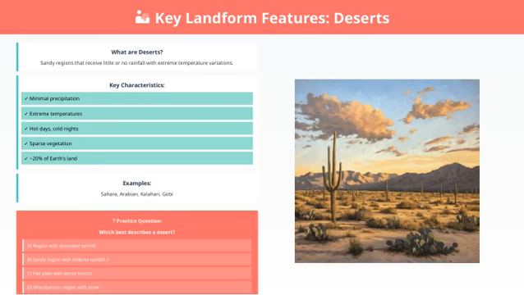Before we move on, here's a quick practice question. Which best describes a desert? Is it A, a region with abundant rainfall, B, a sandy region with little or no rainfall, C, a flat plain with dense forests, or D, a mountainous region with snow? The correct answer is B, a sandy region with little or no rainfall. Keep that in mind as we continue exploring Earth's landforms.